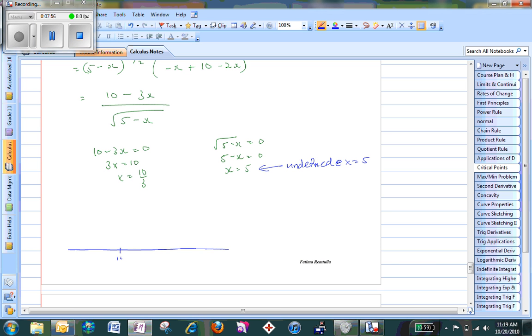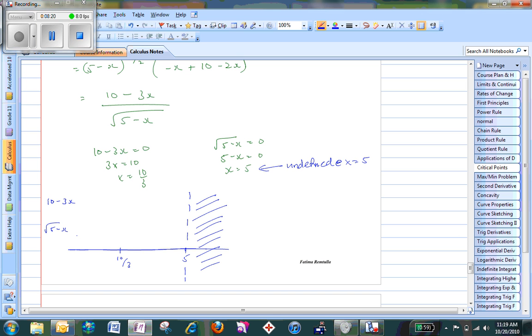So if I want to draw my table right now, I can draw it over here. I have 10 over 3 as an option, and I have 5, but it's undefined at 5, so I'm going to draw a hatched line. Because I did some thinking beforehand, I also know that I can't have numbers bigger than 5, so if I'm smart, I'm going to maybe shade in this region so that I don't accidentally pick numbers in that region. I'm going to have 10 minus 3x on this side, and root 5 minus x over here.